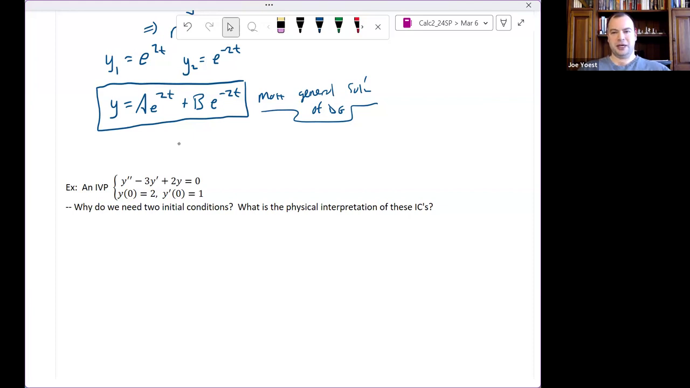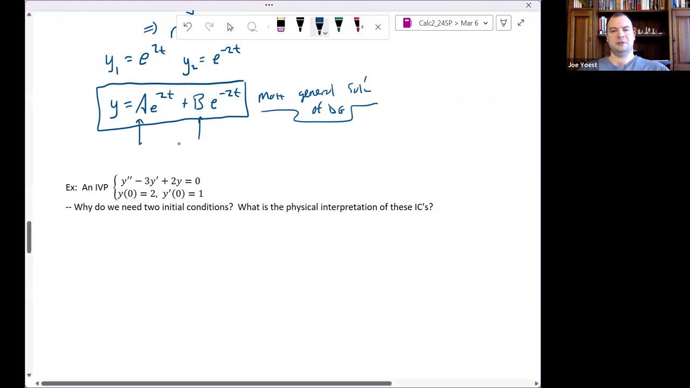In second order equations, we have two arbitrary constants. We need two constraints, typically an initial position, y of 0, and initial velocity, y prime of 0. We need two initial conditions to determine those two arbitrary constants. So this might be something like the initial position of the mass on the mass spring system and its initial velocity. So it's starting at a position that stretches the spring by 2 units, and it also has a velocity in the direction of stretching the spring more, a velocity of 1 unit in that direction.